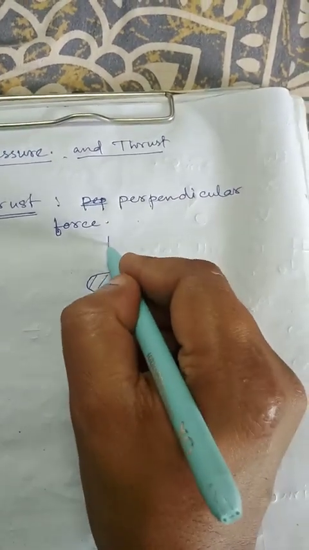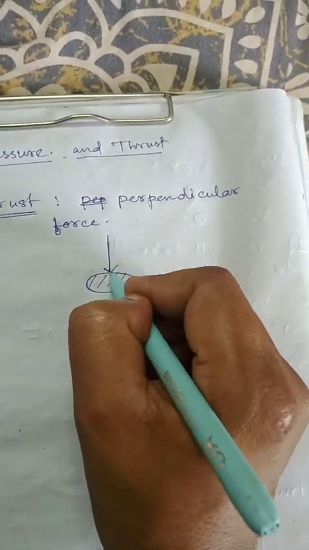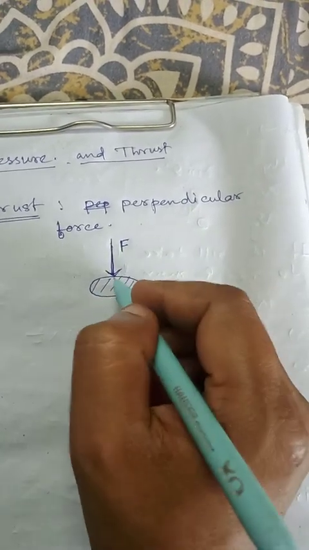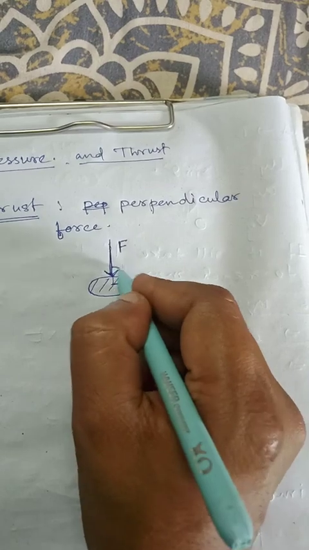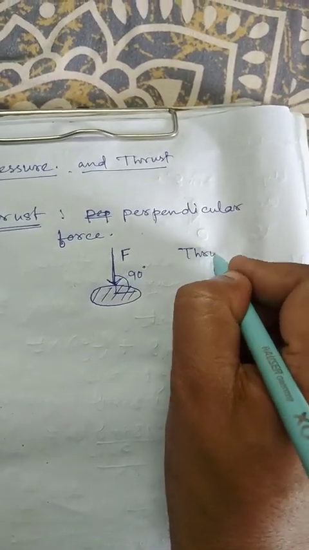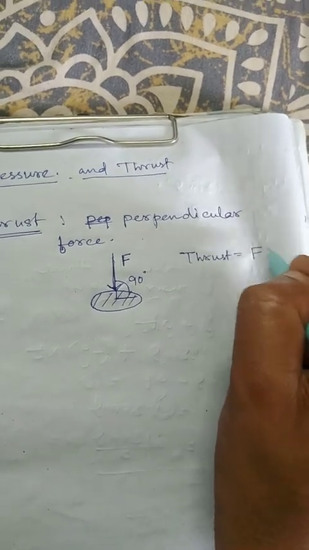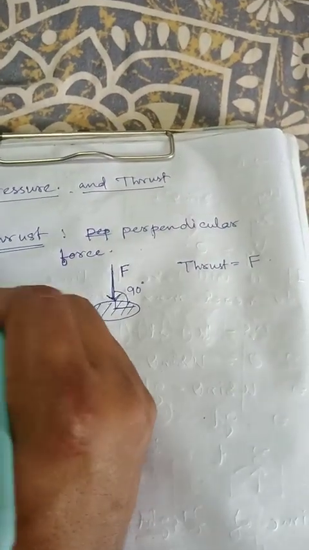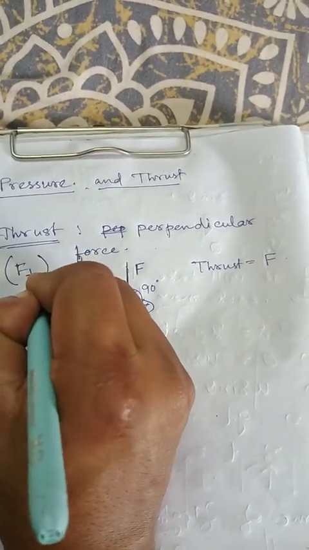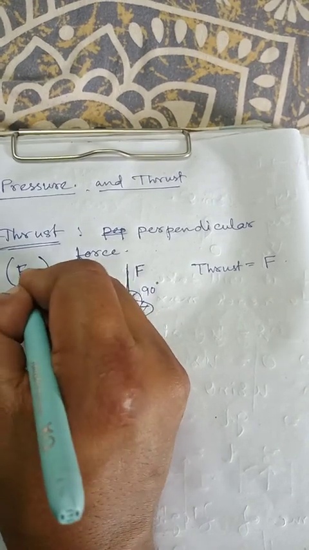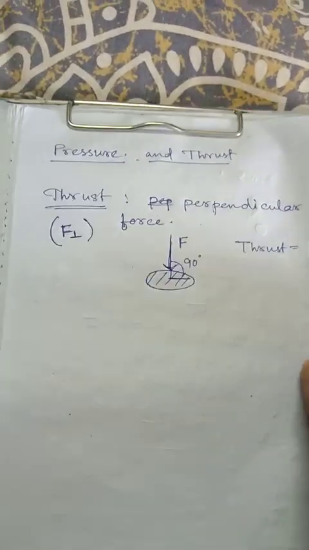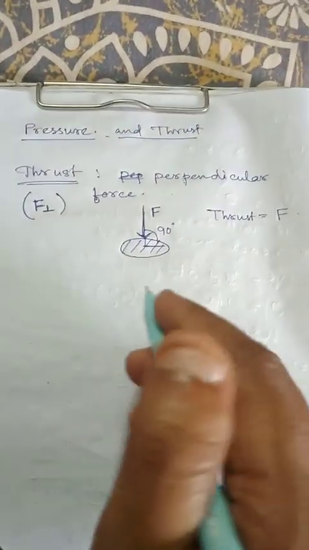So if I draw a body like that, that is the surface area of that body. Now if we apply some perpendicular force on that body, F amount of force applied perpendicularly, that means the angle with this surface is 90 degrees, then thrust equals force. So we symbolically write thrust like that, F perpendicular. So perpendicular force acting on a body is called thrust.